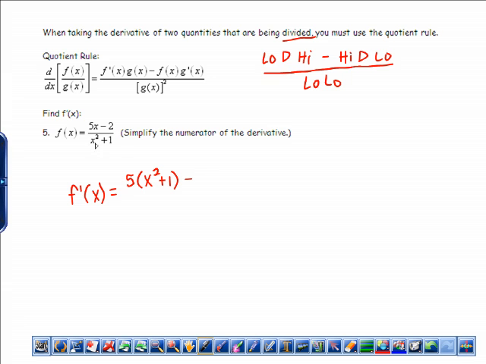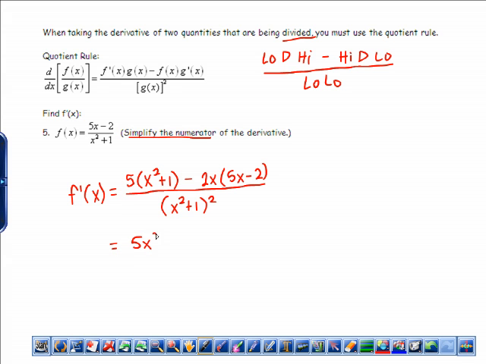Now we need to switch it up. Now we need to do the derivative of the denominator, which is 2x, times the numerator, 5x minus 2. This is going to be all over x squared plus 1 squared. So we do not need to multiply out the denominator, we just need to simplify the numerator.